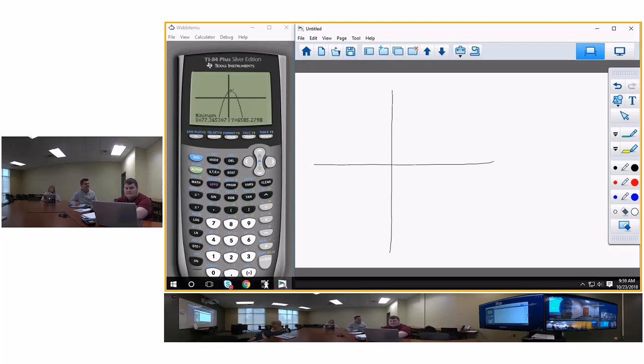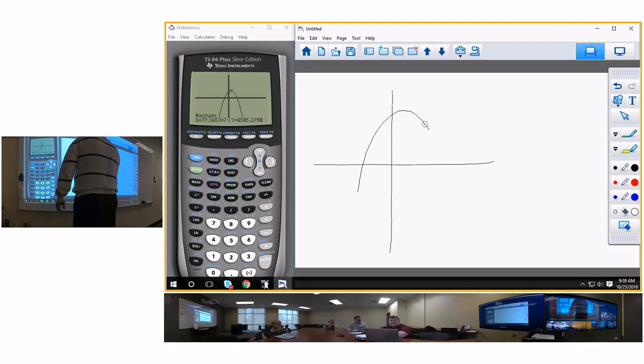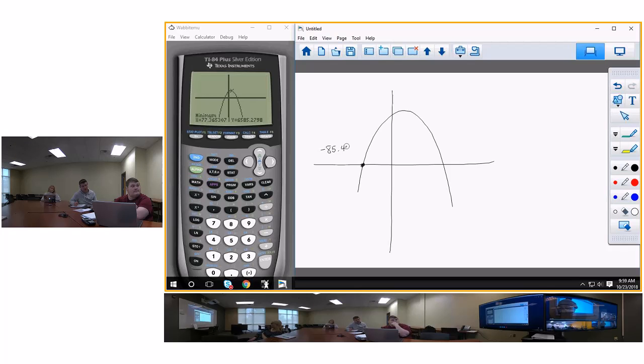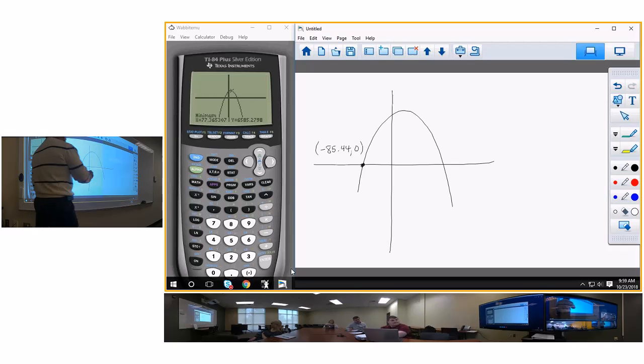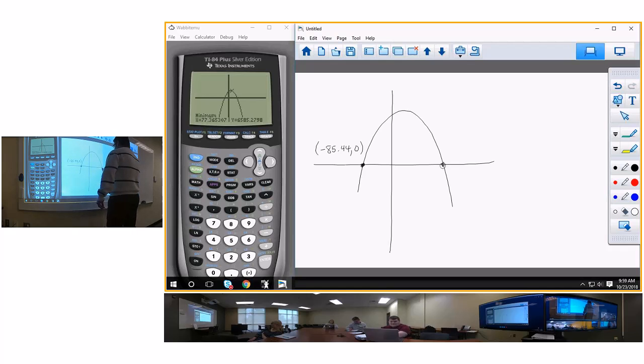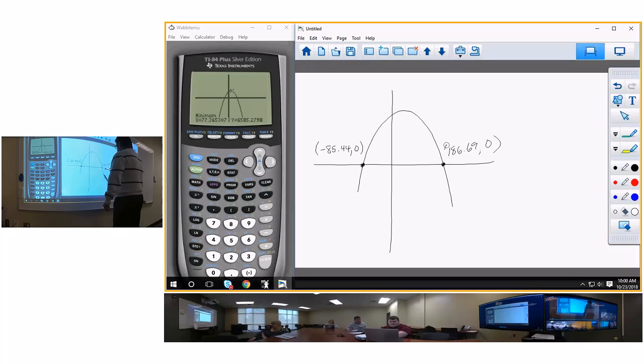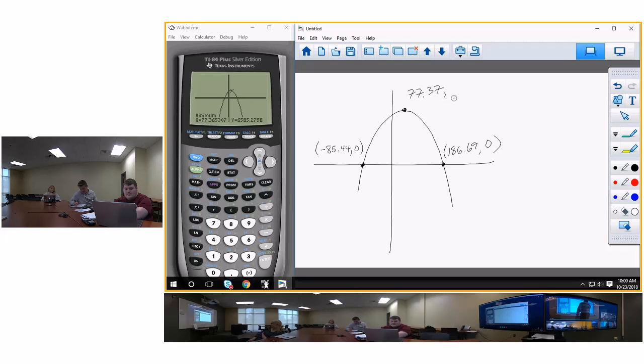Talk about denial. All right, here we go. What is this? Somebody give me that. It's negative what? Negative 85.44. That's good enough for government work. And then over here, what is it? 186.69. And then the vertex? 77.37 and 85.28.